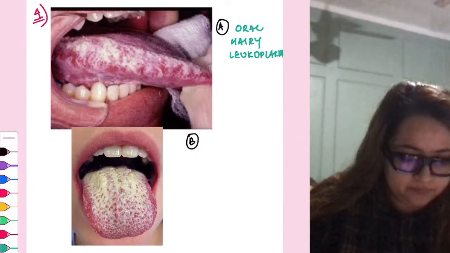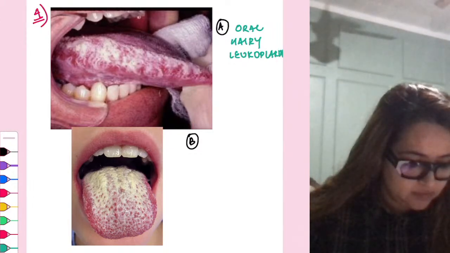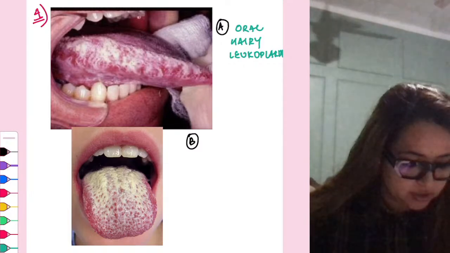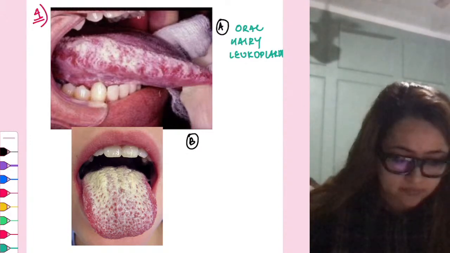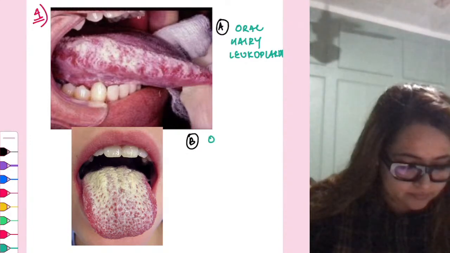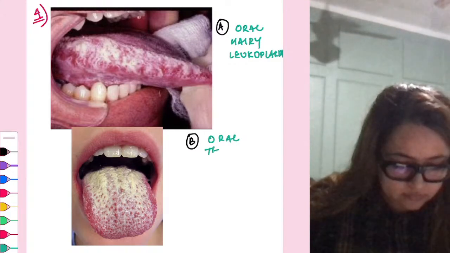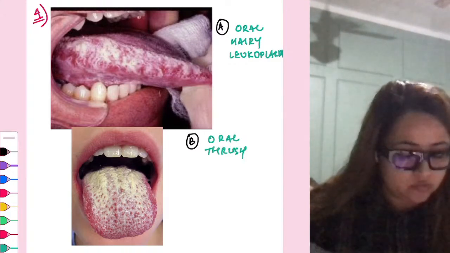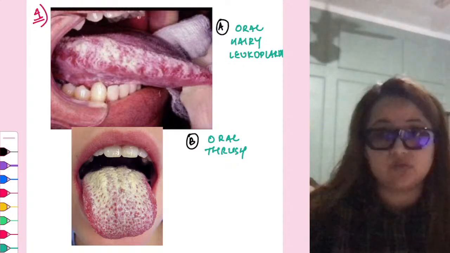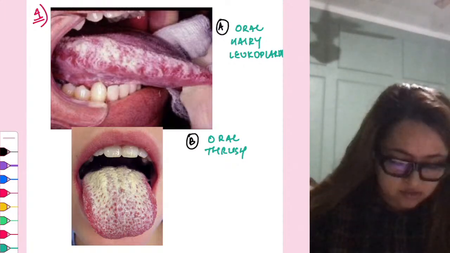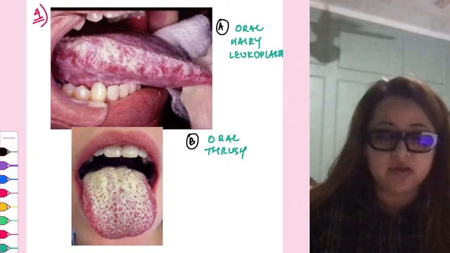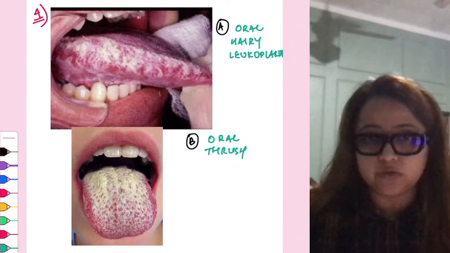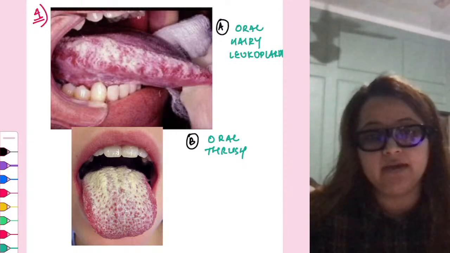So what is B? Yes, Gurjeet, Akash, Madhavan, what is B? B is oral thrush, which is also known as mucocutaneous candidiasis, oral candidiasis. So till this point, we are very clear that number one is oral hairy leukoplakia and the second one is oral thrush. Now, coming to the high yield point here.